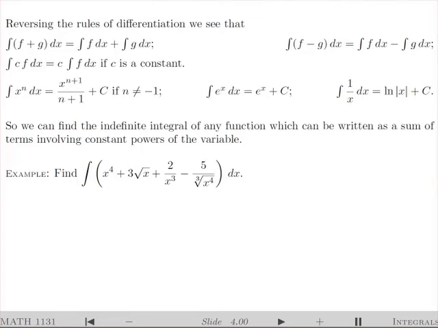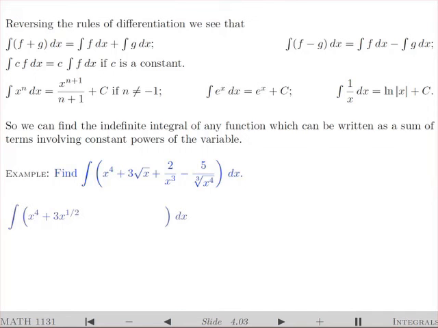For now, let's just look at how we can use the power rule for other constant exponents. So to find the general antiderivative of the function in our next example, x to the 4 plus 3 square root of x plus 2 over x cubed minus 5 over the cube root of x to the 4, I start by writing each term as a number times a constant power of x. So the first term is of course x to the 4. The second term I have plus 3 square root of x. Square root of x is x to the 1 half. In the third term, I have 2 over x cubed.